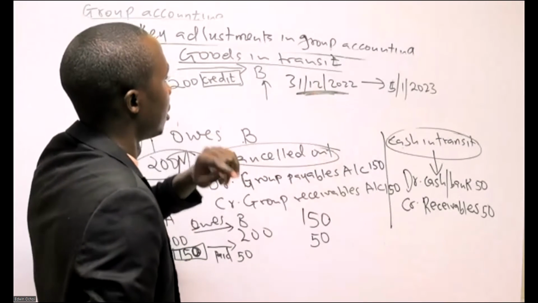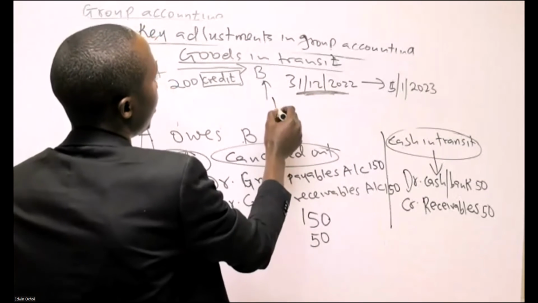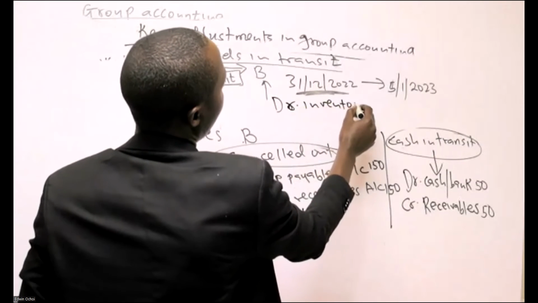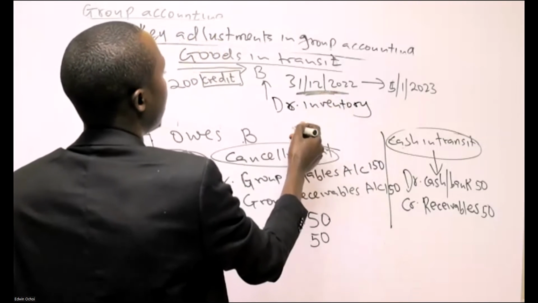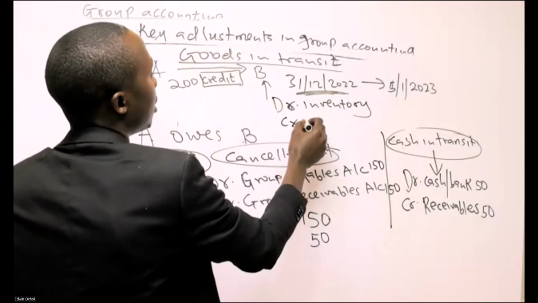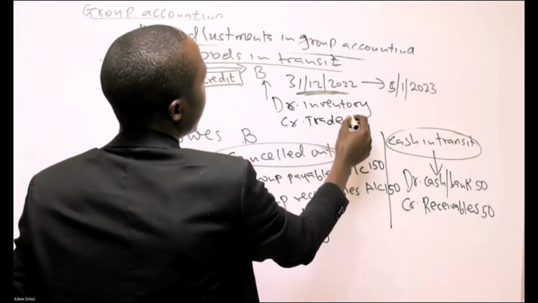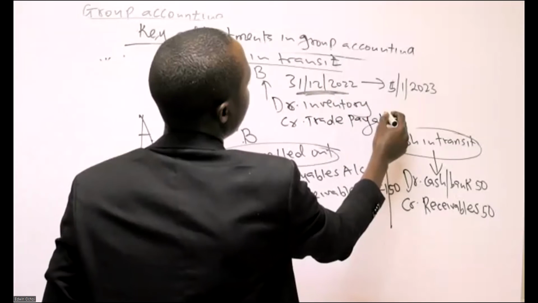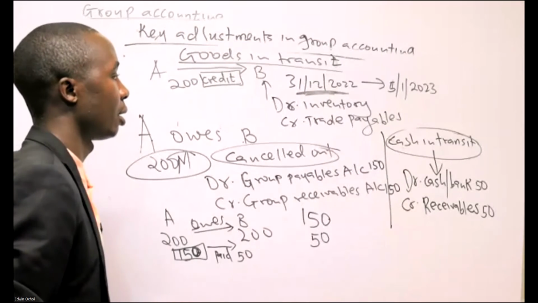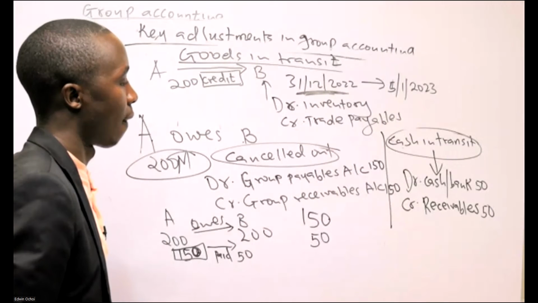How do we do that? So you debit your inventory. Now we are assuming that they were received by the end of this year. You debit your inventory. Then since they were on credit, trade payables must be increased. Creditors' balances must be increased by crediting. So credit the trade payables.